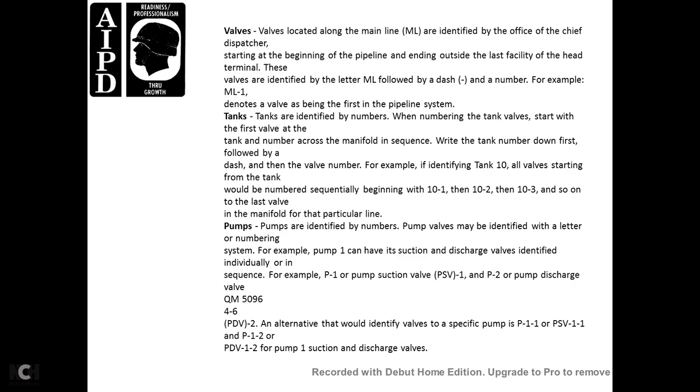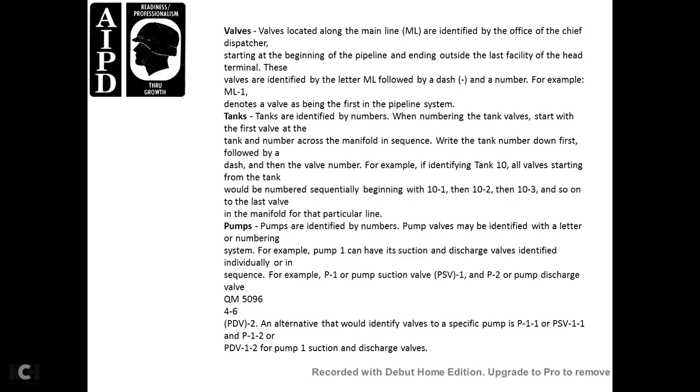The tanks are identified by numbers. Tank valves are numbered starting with the first valve at the tank, the one that crosses the manifold. The sequence is the tank number followed by a dash and the tank valve number. For example, take tank number 10. All valves starting from the tank would be numbered subsequently, beginning 10-1, 10-2, 10-3, and so on, with the last valve at the manifold for a particular line.